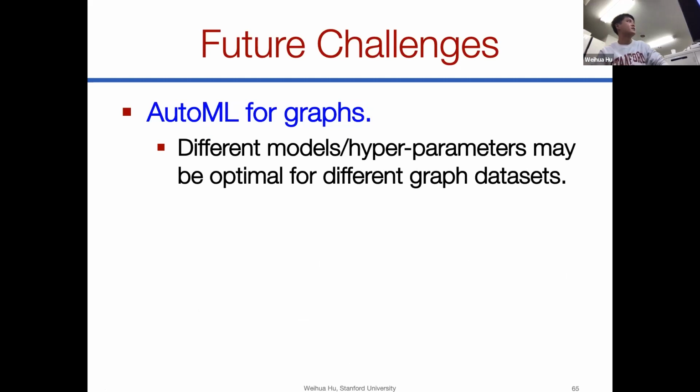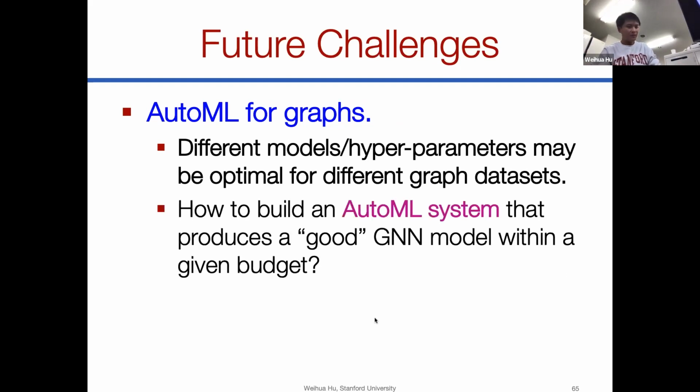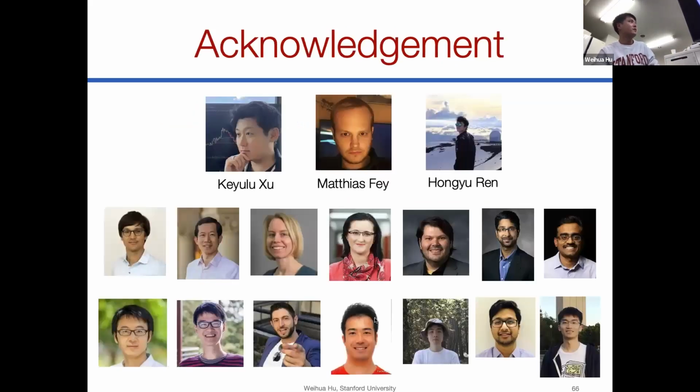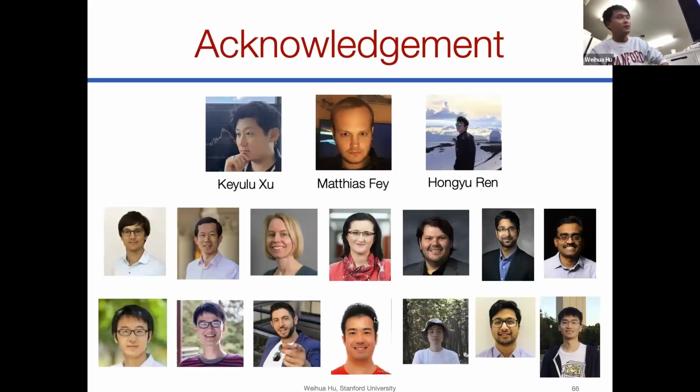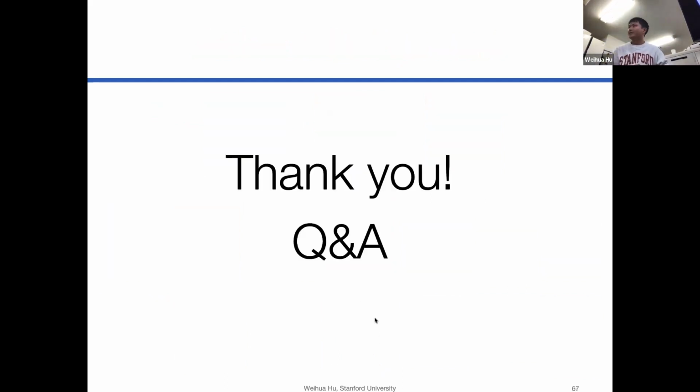Another thing that I found interesting is AutoML for graphs. In OGB, we find that the different graphs are so different that the optimal hyperparameters and models should be specifically selected for each dataset. We want to build an AutoML system that produces a good GNN model given a fixed budget, and that will really democratize GNN models to a wider audience. And with that, I want to acknowledge all my co-authors and collaborators. Thank you so much. Thank you very much.